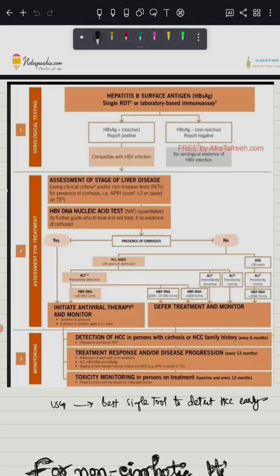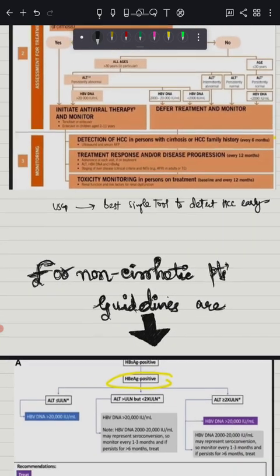So how will you stage liver damage? How much liver is hurt? What do we mean by APRI, kPa, TE in fibroscan? One is APRI. This APRI is AST to platelet ratio index. So how do we get this APRI?